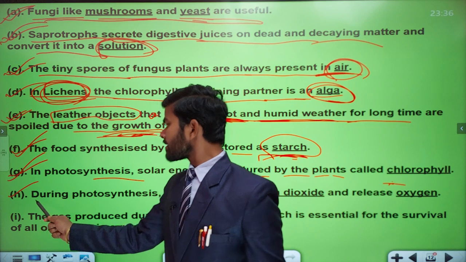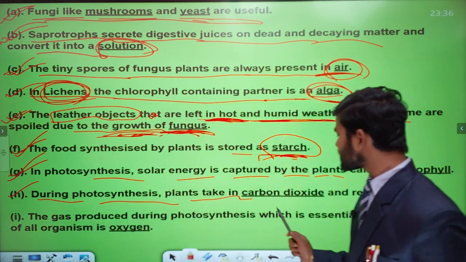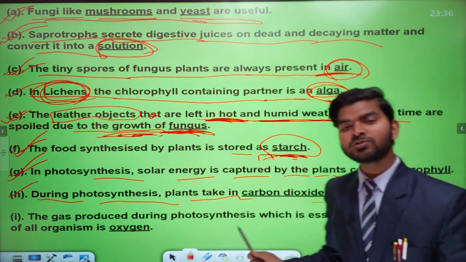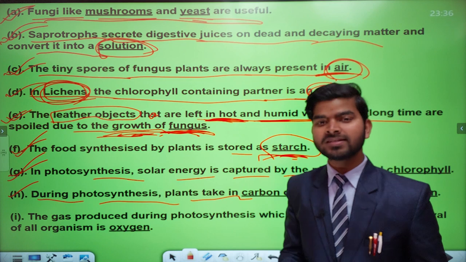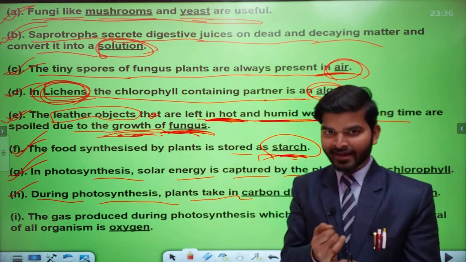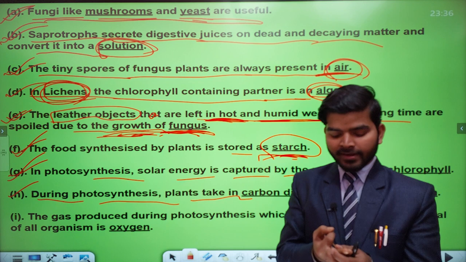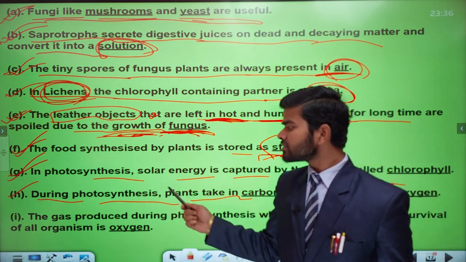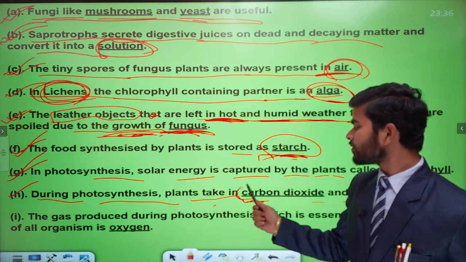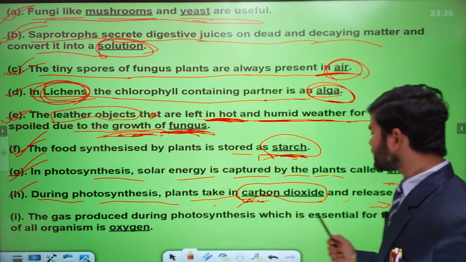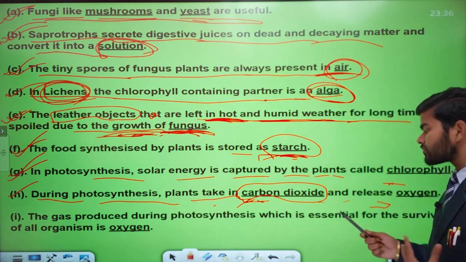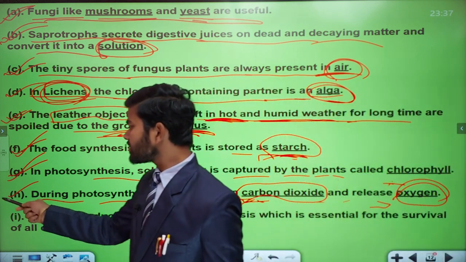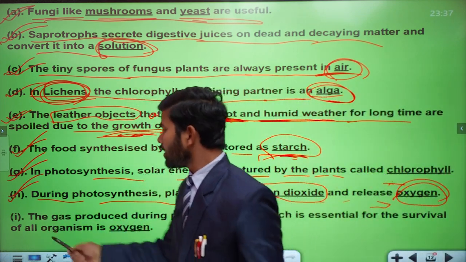Next question is that during photosynthesis, plants take carbon dioxide and release oxygen. Because I have told you the conditions necessary for photosynthesis. There is need of sunlight, water, carbon dioxide, and chlorophyll. So during photosynthesis, plants take carbon dioxide in order to prepare their own food. And as the by-product of photosynthesis, oxygen is released. All clear? Do you have any queries? No? Obviously no. Question number I.